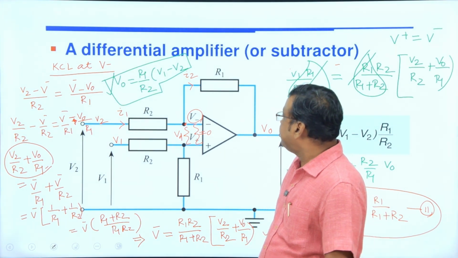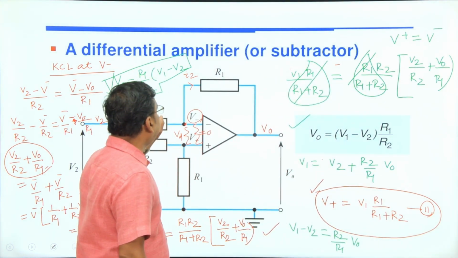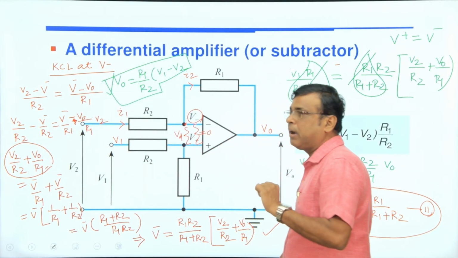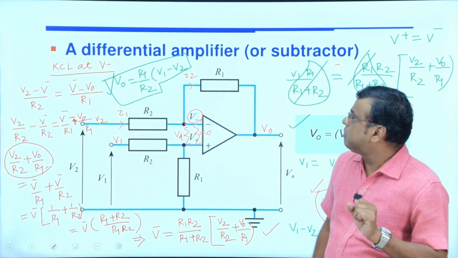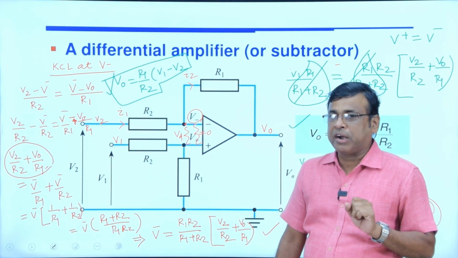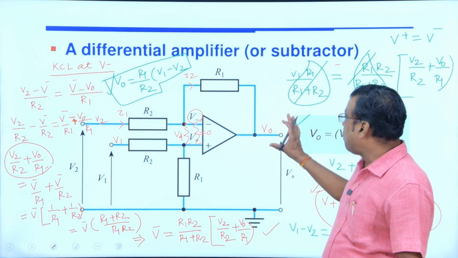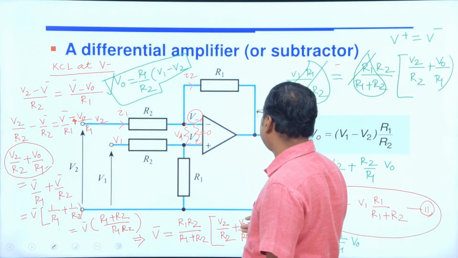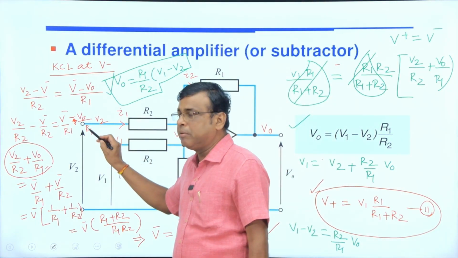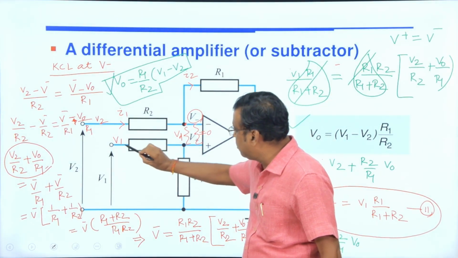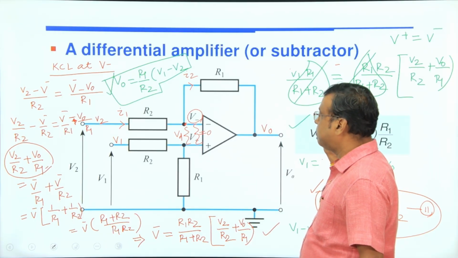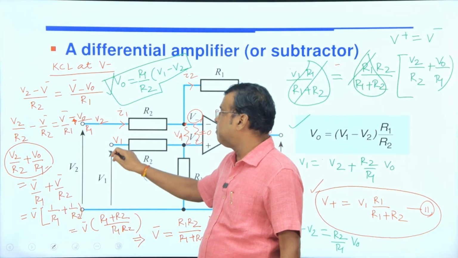So V0 equals R1 by R2 into V1 minus V2, this is your output voltage. One of the important features of this differential amplifier is that it is a voltage subtractor. Voltage subtractor means the output voltage is the difference of the input voltages. This is V1 and this is V2. V0 equals this voltage minus this voltage, if it is a positive sign.